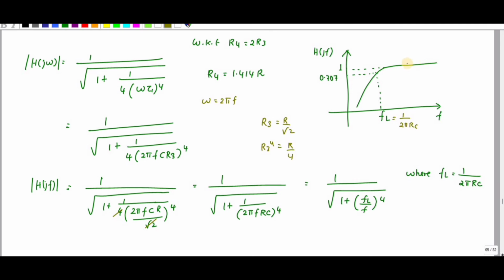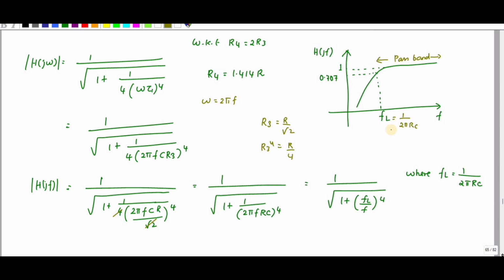Basically the gain is 1. When the frequency gets reduced, the gain gets reduced. So this is nothing but a high pass filter, and FL is the cutoff frequency. Beyond this one, you will get a pass band.